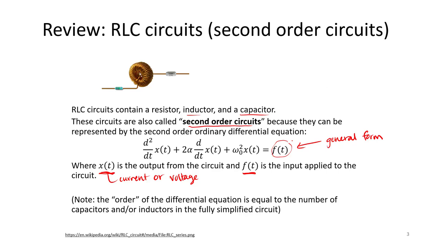And as we mentioned in our previous video, the order of the differential equation is exactly equal to the number of capacitors and/or inductors in the fully simplified circuit. So we saw in our previous videos that a first-order circuit has just one inductor or capacitor, and here a second-order circuit has two inductors, two capacitors, or one of each. And that gives us the second-order differential equation.